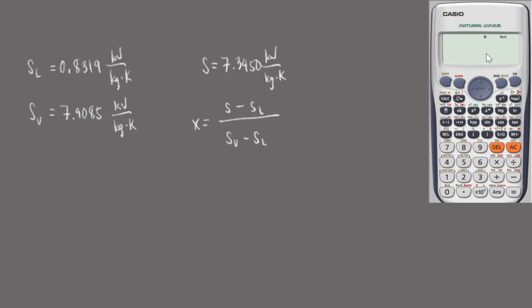We can solve for the quality of the steam using this equation here, that is our actual entropy minus the entropy of the saturated liquid divided by the difference between the specific entropy of the saturated vapor and the saturated liquid. Substituting, we have 7.3450 minus 0.8319 divided by 7.9085 minus 0.8319. Our steam quality is 92%. We can now use this value of the quality to determine our H2 prime.